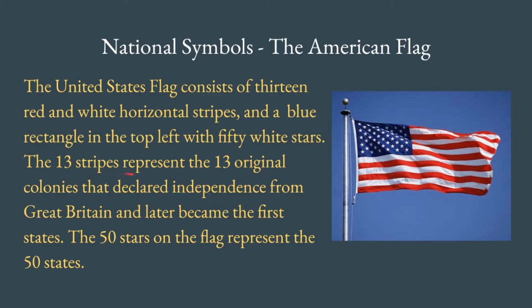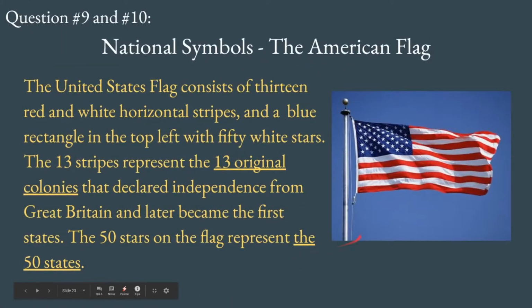The 13 stripes represent the 13 original colonies that declared independence from Great Britain and later became the first states. The 50 stars on the flag represent the 50 states that we currently have. So, question 9 asks, why do we have 13 stripes? And question 10 asks why the flag has 50 stars. So you can go ahead and write in those answers now.